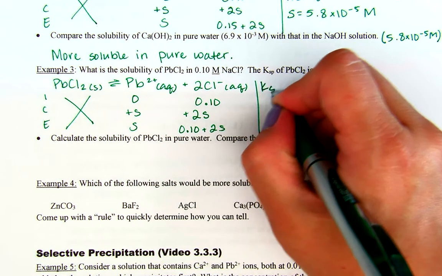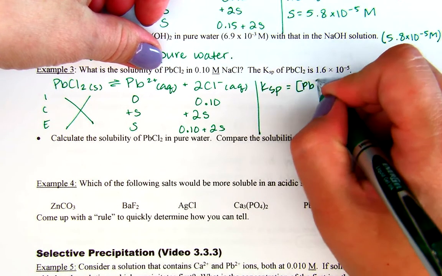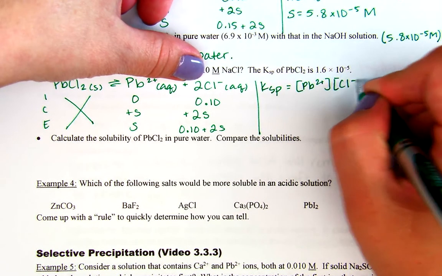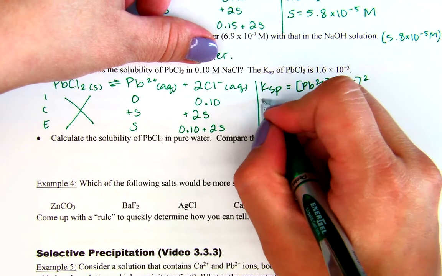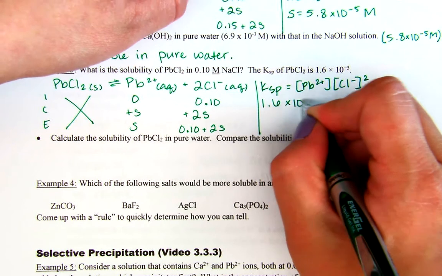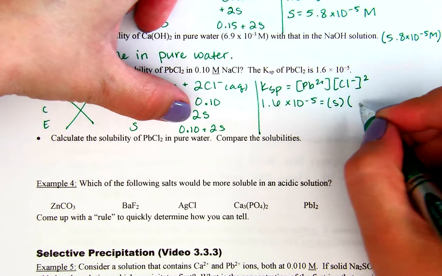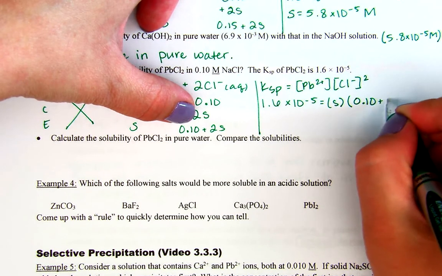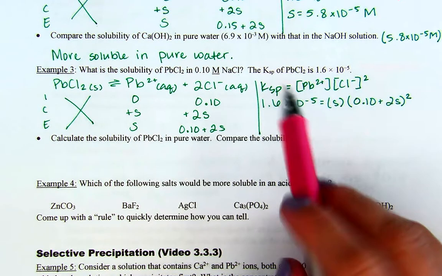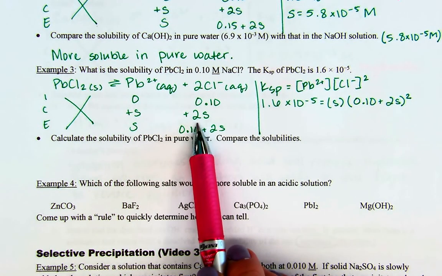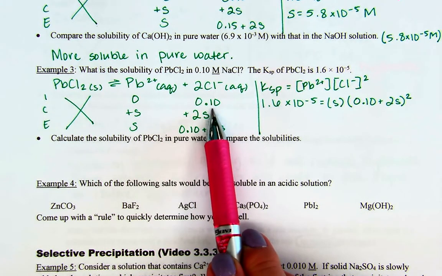Setting up my Ksp equation, Ksp equals my products times each other, so Pb2+ times Cl minus squared, from that coefficient. Plugging in my numbers, I have my Ksp, 1.6 times 10 to the negative 5, equals S times 0.10 plus 2S, squared. Now again, I'm going to make that same assumption: the amount of chloride that comes off my very sparingly soluble lead chloride isn't very much compared to the 0.1 molar that's already in solution.